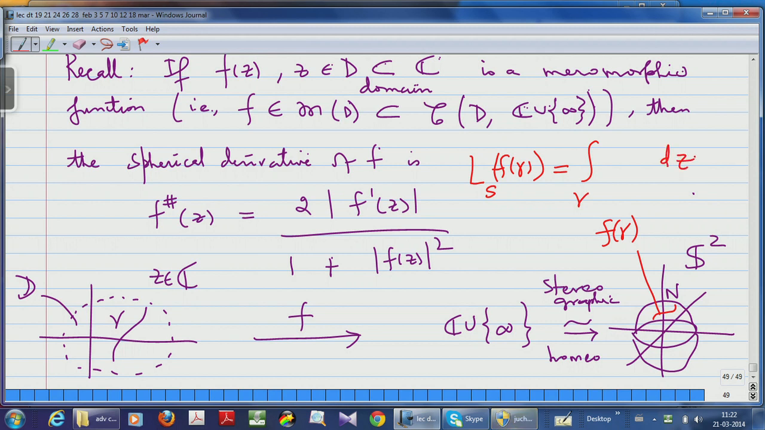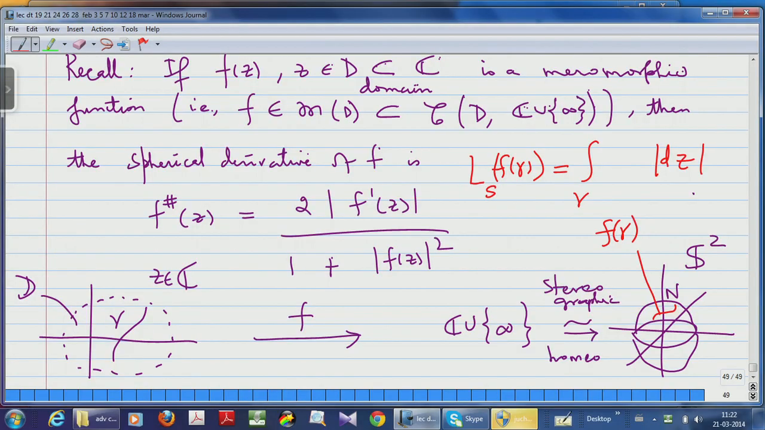You simply integrate over gamma. Normally if you integrate over mod dz simply on the plane over a curve gamma, you will simply get the arc length of the curve. That is what integrating over mod dz means, because mod dz is the infinitesimal arc length on the Euclidean plane, on the complex plane thought of as R2. It is the usual arc length.